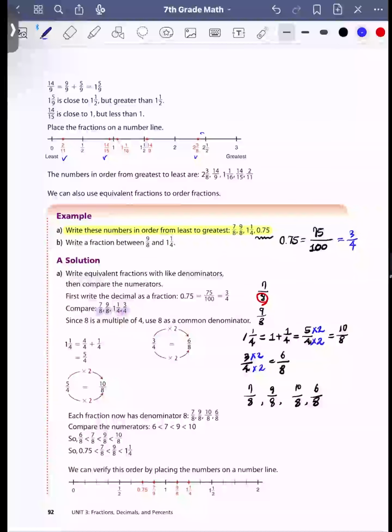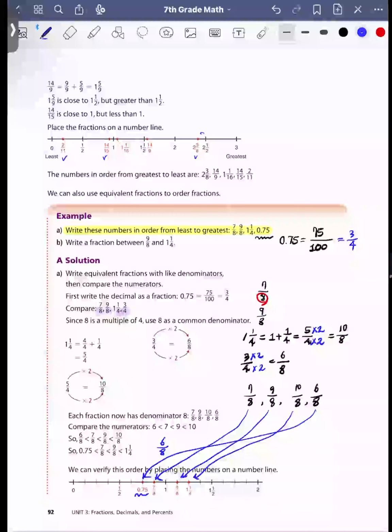So if we mark those numbers on a number line, it's going to be like this. We have 6 over 8 right here, which is 0.75. And then we have 7 over 8. And then we got 9 over 8. And lastly, 10 over 8, which is 1 plus 1 over 4.